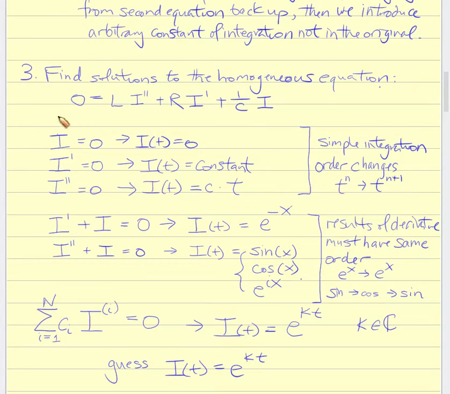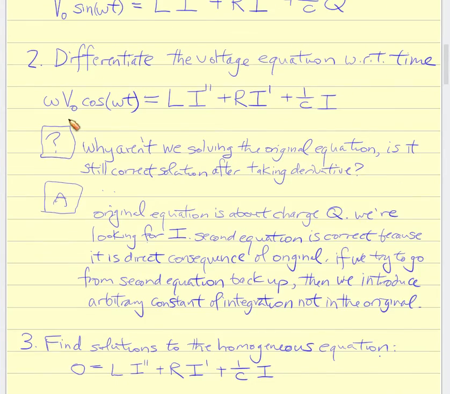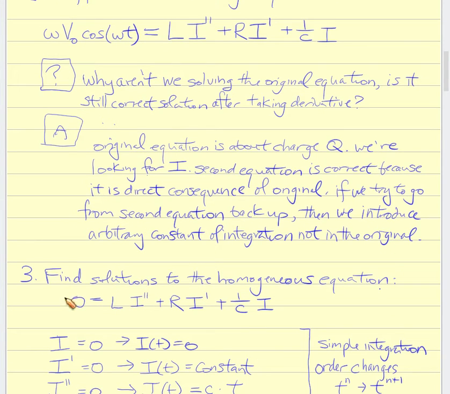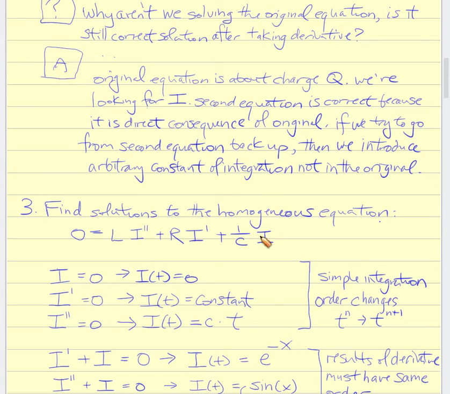And then we're going to plug back in this omega v naught cosine omega t, this particular part, and that's the particular equation that we're going to solve. We're going to solve it again by plugging back in that particular part, and that's going to give us the second half of our total solution.